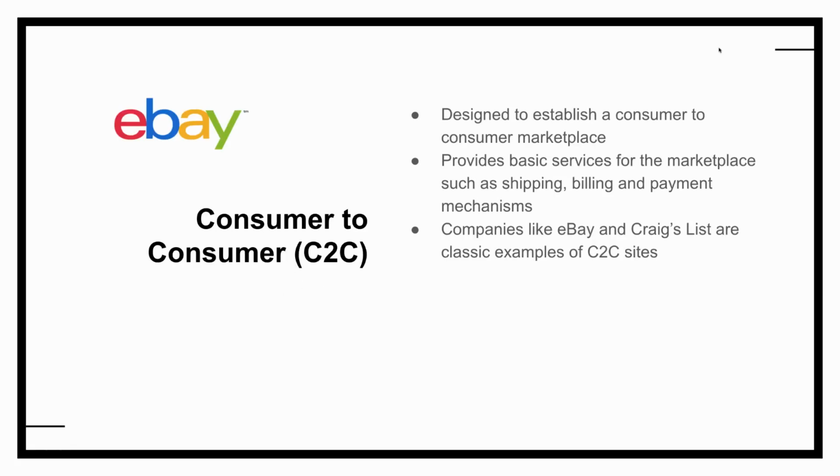So the next model that we're going to look at is consumer to consumer, or C2C. And this is designed to establish a consumer-to-consumer marketplace. And so the best example of this is perhaps eBay or Craigslist, where individuals are selling to each other. And these marketplaces provide basic services such as shipping, billing, and payment mechanisms, so that it really is a complete marketplace. If you've ever sold anything on eBay, the shipping is integrated in.